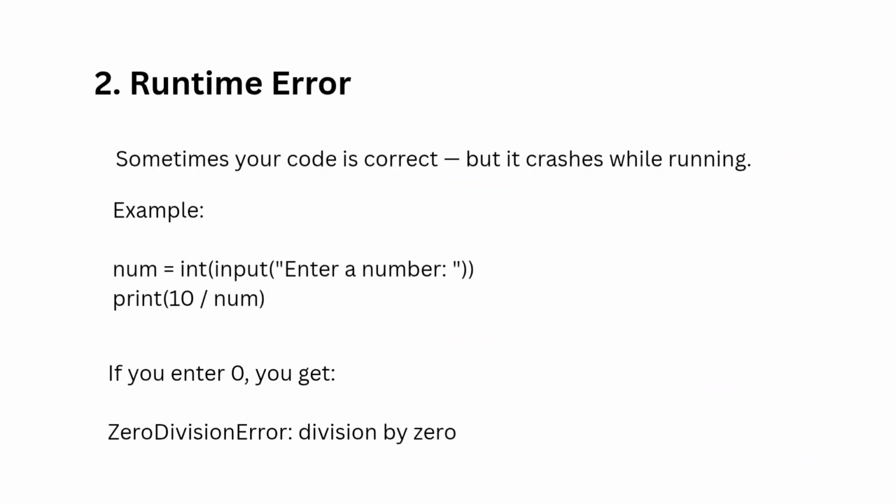That means 10 divided by 0 is not possible, it's a division by zero error. So the program runs but breaks during execution. That's a runtime error, and we will later learn how to handle this using try and except. That's called exception handling.